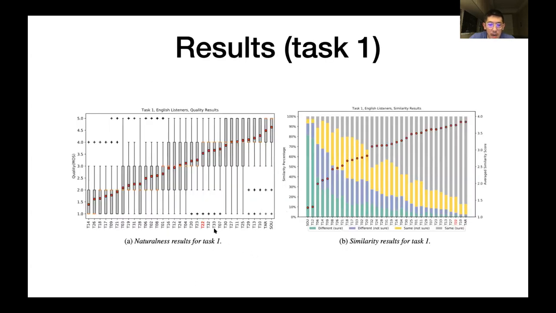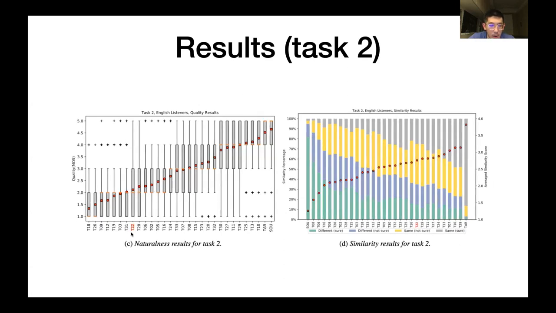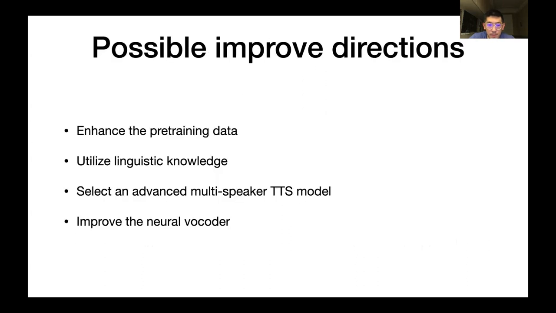So we ranked about the top third in terms of naturalness in task one, and we ranked second in terms of similarity, which shows that indeed, sequence-to-sequence models are very good at converting similarity. And although we performed very poorly in terms of naturalness in task two, we could still perform in the top third in terms of similarity.